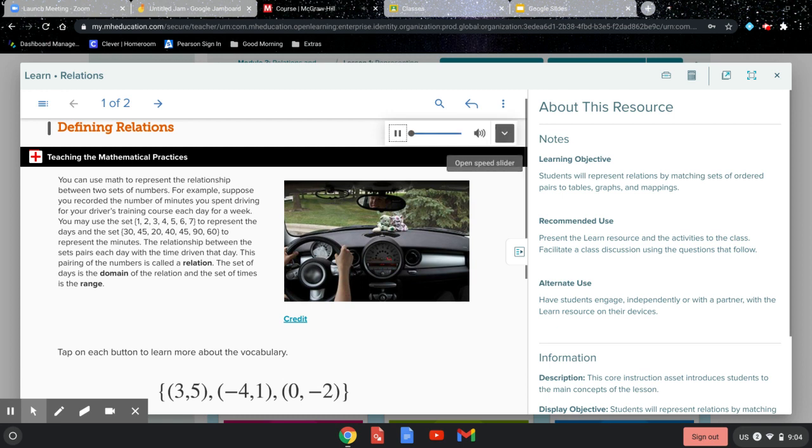Defining relations. Teaching the mathematical practices. You can use math to represent the relationship between two sets of numbers. For example, suppose you recorded the number of minutes you spent driving for your driver's training course each day for a week. You may use the set {1, 2, 3, 4, 5, 6, 7} to represent the days and the set {30, 45, 20, 40, 45, 90, 60} to represent the minutes.